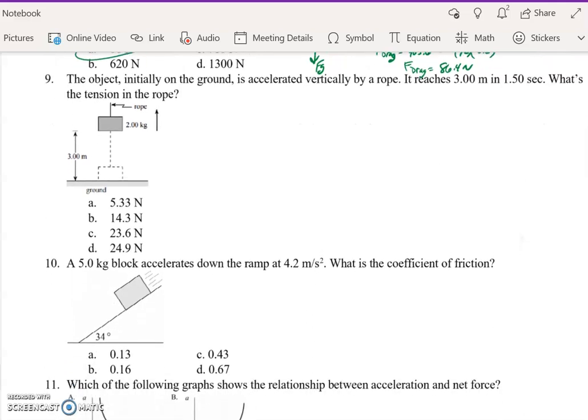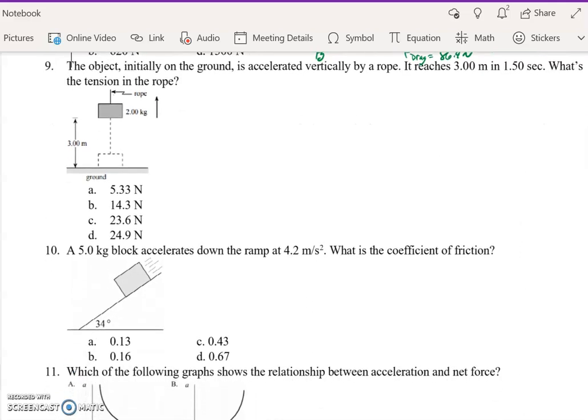Next problem is number 9. The object initially on the ground is accelerated vertically by a rope. It reaches 3 meters in 1.5 seconds. What's the tension in the rope?